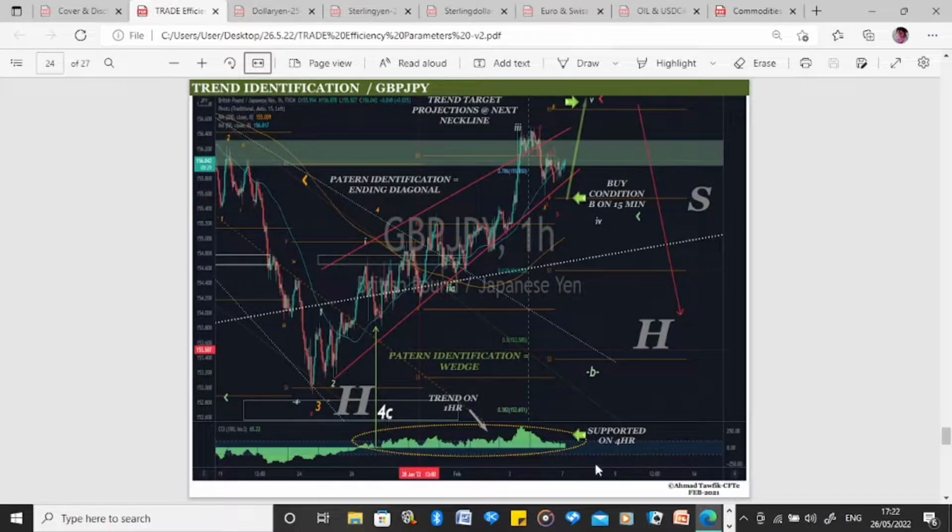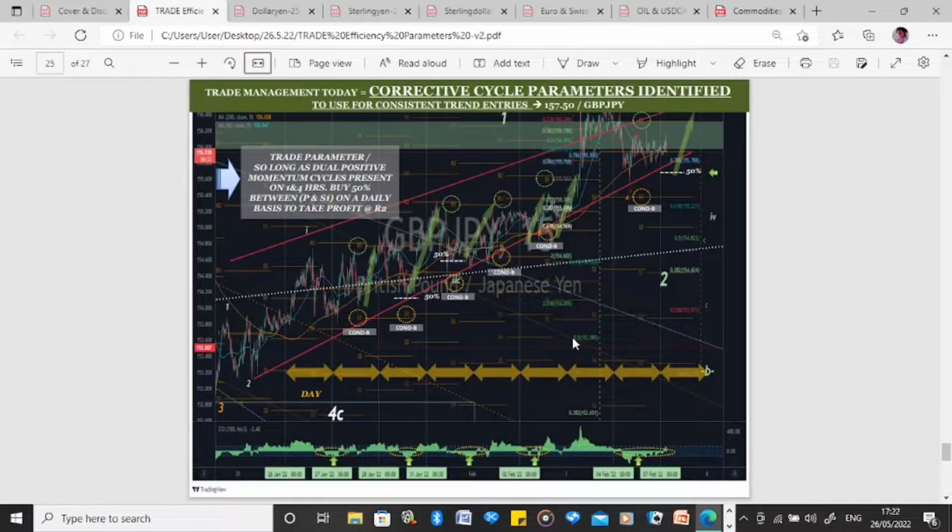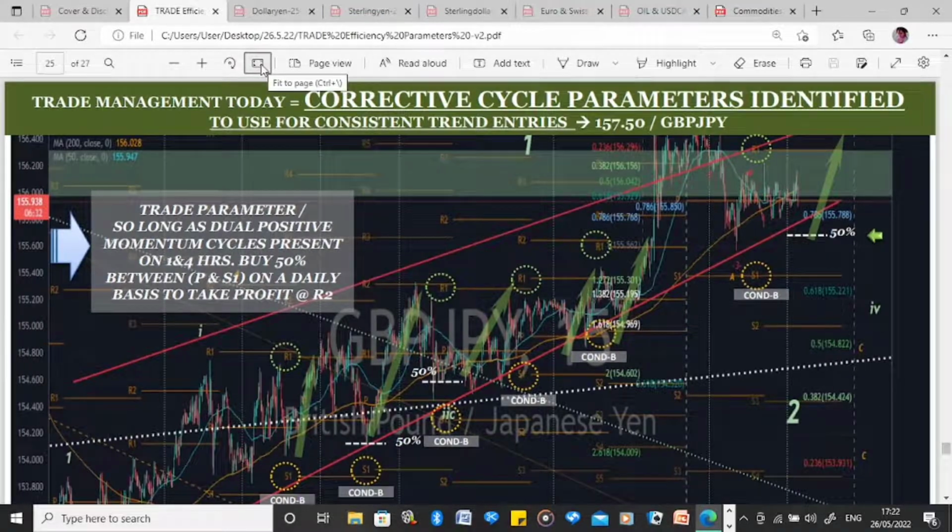On the 1 hour, it's also a positive momentum plot. So this is a trending market. It becomes a cycle 3. You should be implementing the same strategy, and that is what would happen if you are implementing the same strategy, and identifying the corrective cycle parameters.